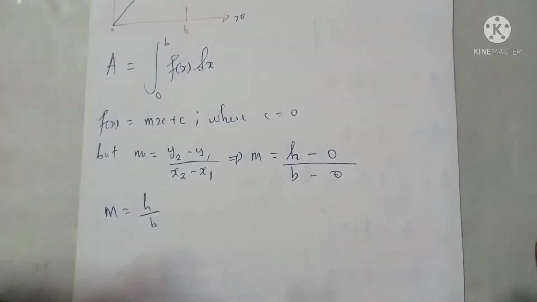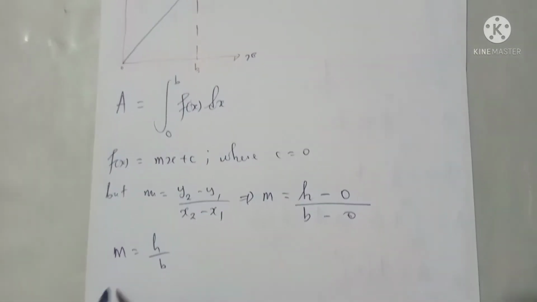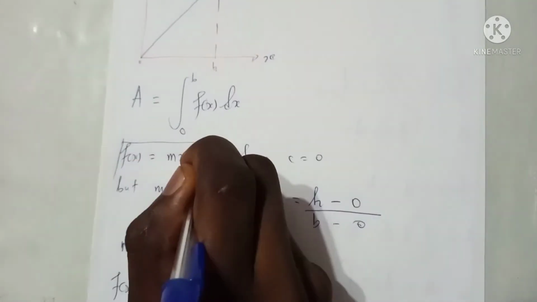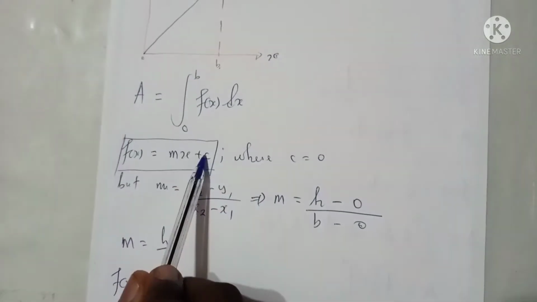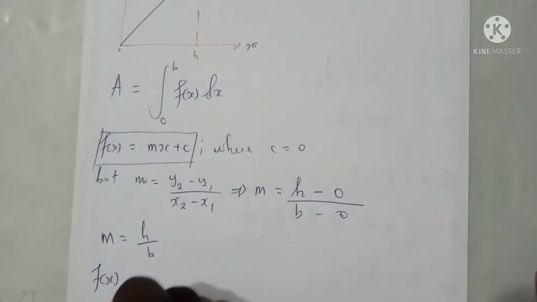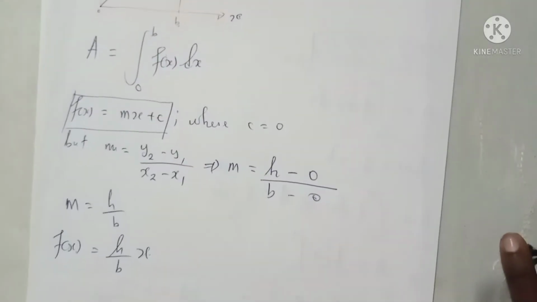Now, how do we write the equation of the function? We already set c equal to 0, and now m is equal to h on b. So f of x is equal to h on b times x. This is the function we are going to be integrating.